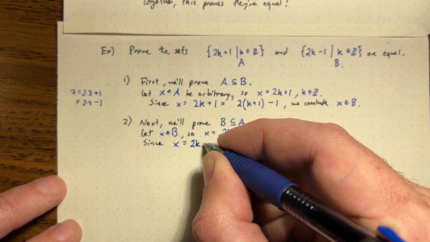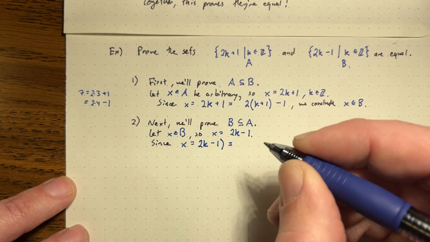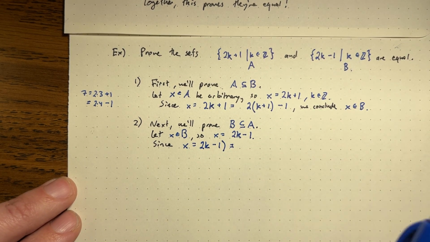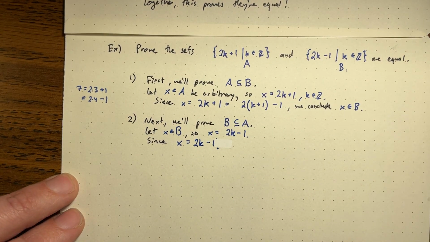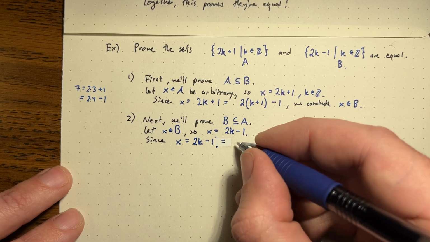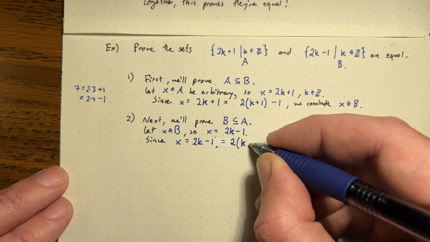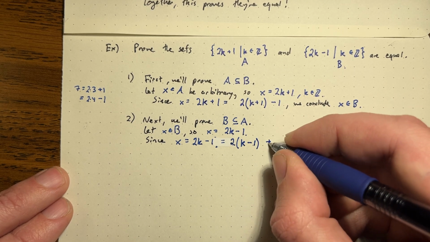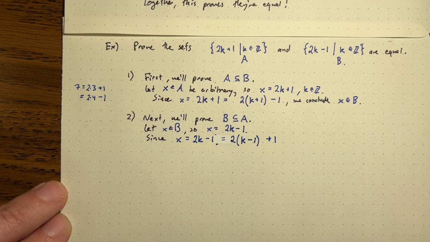So x is 2k minus 1. Okay, how do we write that as 2 times an integer plus 1? Well, I think I should do this. So k minus 1 plus 1. I just rewrote that in a fancy way.